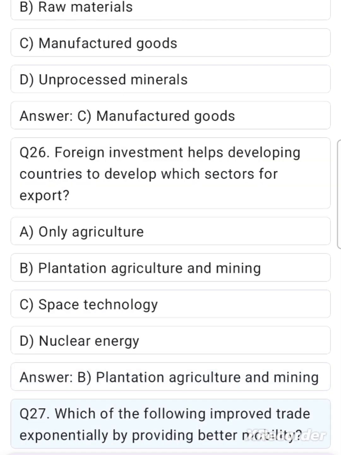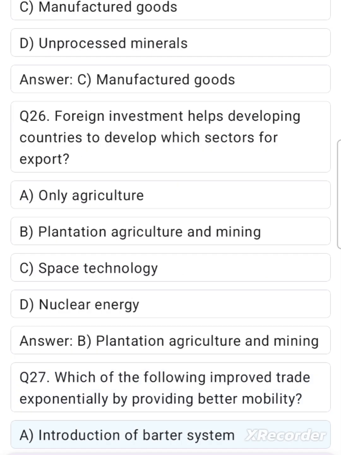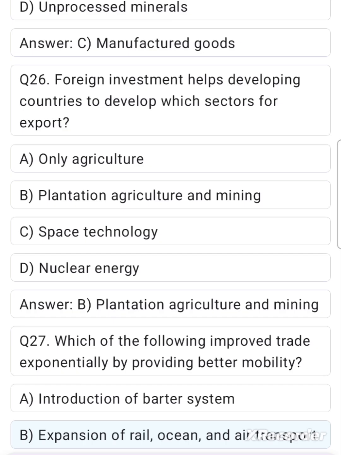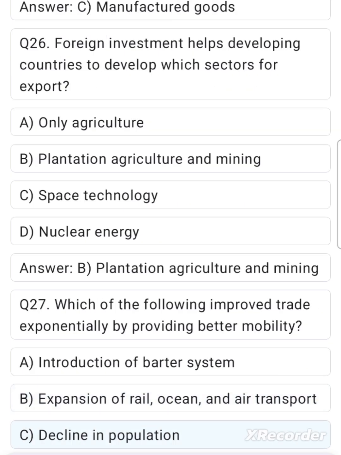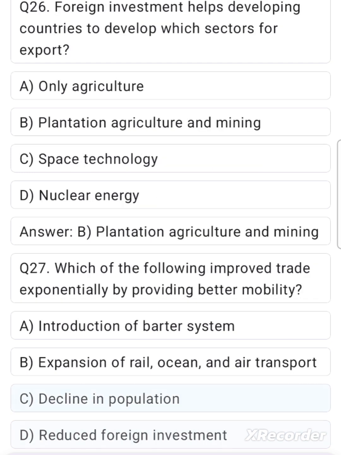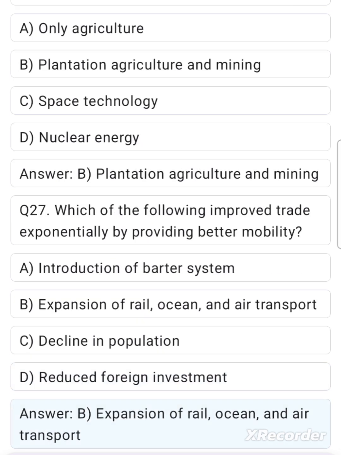Q27. Which of the following improved trade exponentially by providing better mobility? A. Introduction of barter system. B. Expansion of rail, ocean, and air transport. C. Decline in population. D. Reduced foreign investment. Answer. B. Expansion of rail, ocean, and air transport.